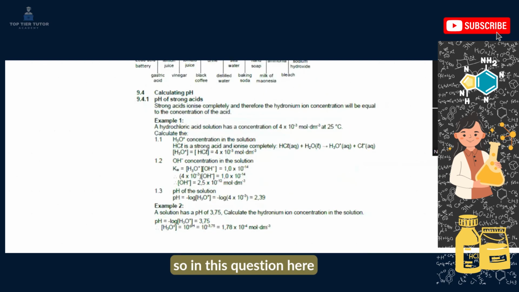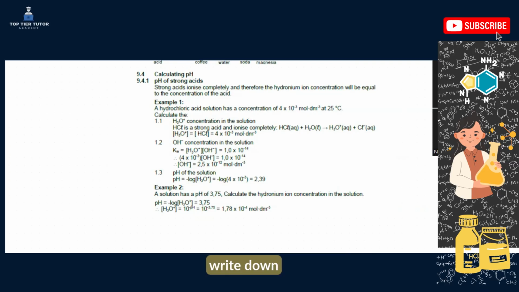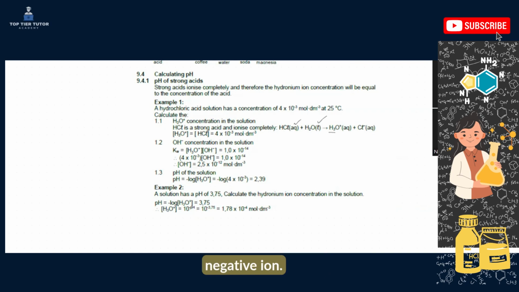Okay, so in this question here, it says a hydrochloric acid solution has a concentration of 4 times 10 to the power of minus 3 mole per decimeter cubed, and this is at 25 degrees Celsius. They have given us the concentration of the hydrochloric acid. So the first thing we want to do is write down the equation that the hydrochloric acid is going to go through when it is in water to form hydronium and our negative ion.